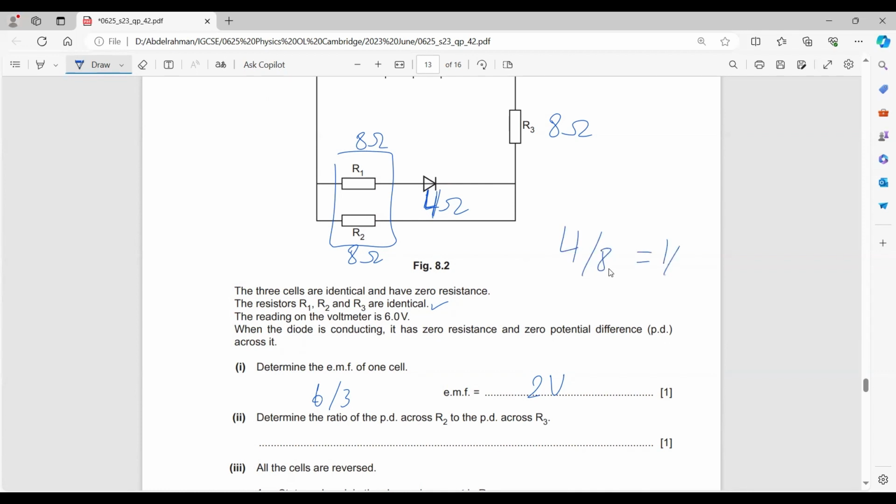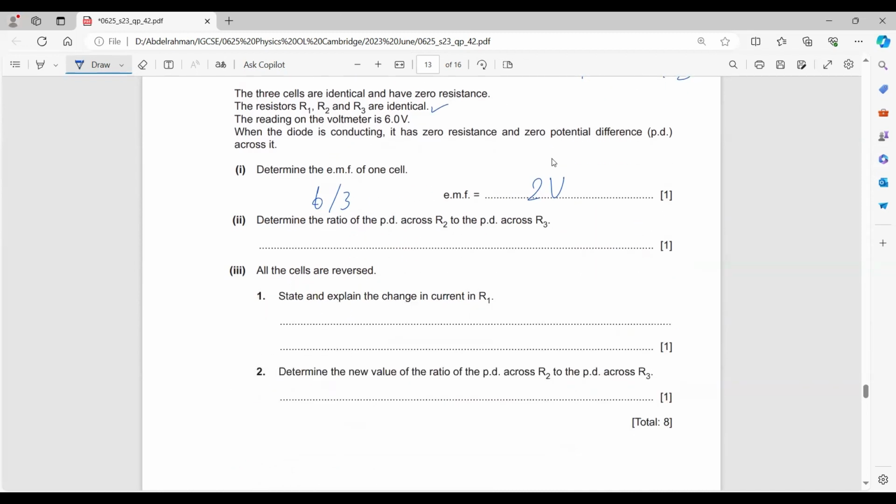What is 4 to 8? 1 to 2. If you had used any other number, for example 100 ohms, it would still give you the same ratio. So it's always this ratio: if you have two resistors in parallel and one resistor alone, the ratio is always 1 to 2. Or we can write it as a ratio using the colon.